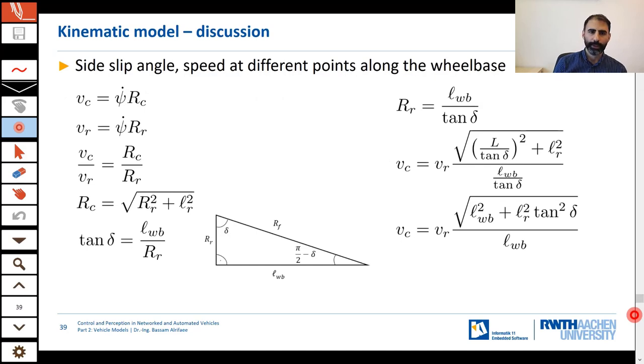So the first discussion point about the kinematic model is the side slip angle, beta. We derived the model for the center of gravity, and at the center of gravity, we have a side slip angle, beta. If we would like to have a side slip angle beta of zero to simplify the equations, we should shift the point we are deriving the model for to the rear of the vehicle. So it would be at point B, if you remember the model. So this here was point B, and this is point A.